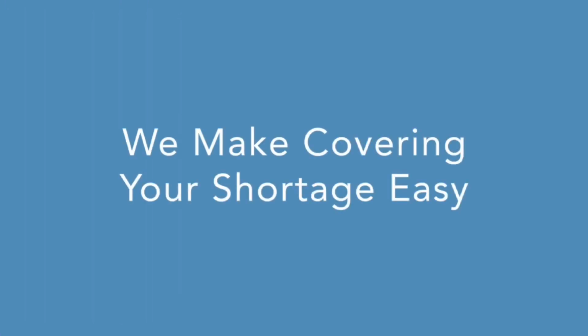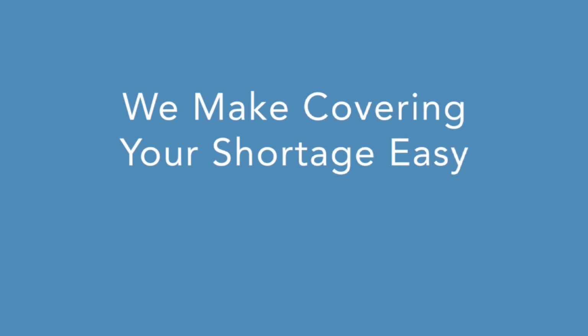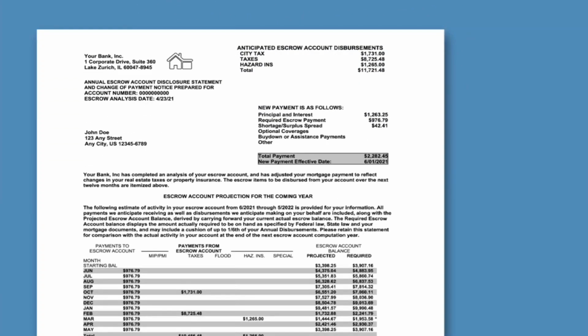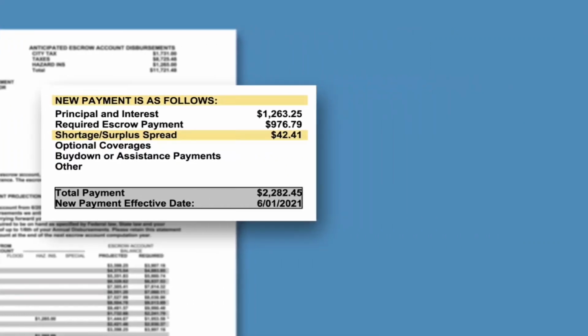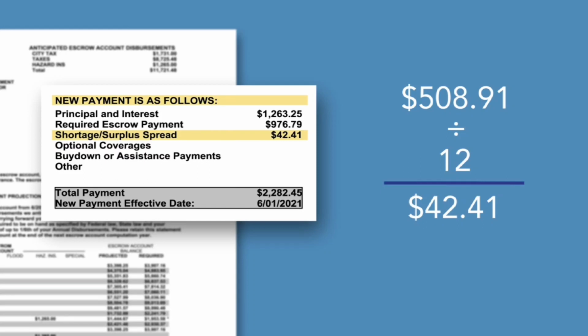We make covering this shortage easy for our borrowers by dividing the shortage amount across 12 months. This monthly amount is referred to as the shortage spread and is shown in the New Payment is as follows section at the top of your statement. In our example, the shortage of $508.91 is divided by 12 months, resulting in an increase of $42.41 to your monthly payment.